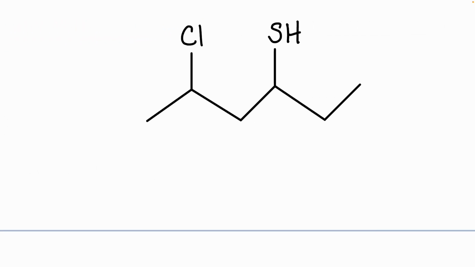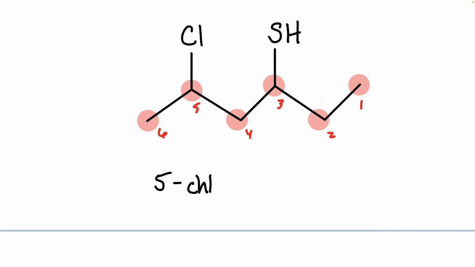Okay, so here again, we're going to find our parent chain. 1, 2, 3, 4, 5, 6. We're going to number our parent chain. We'll go from left to right, and then from right to left. And which one of these two numbering schemes is correct? The red, because I'm going to prioritize that thiol group, right? It's one of those functional groups that have priority, and so I'm not going to look at where that chloro group is at all. I'm just going to make sure that thiol group has the lowest possible number. So this would be 5-chloro-3-hexanethiol.